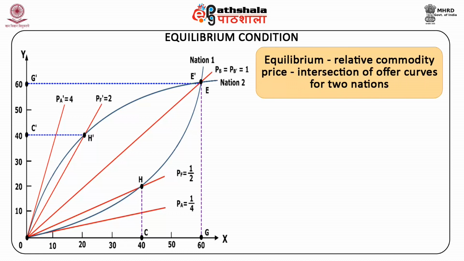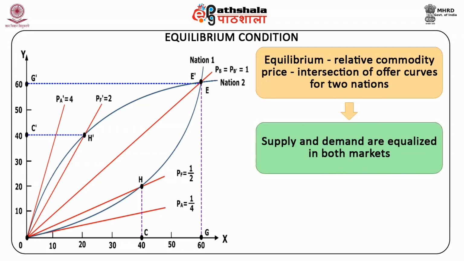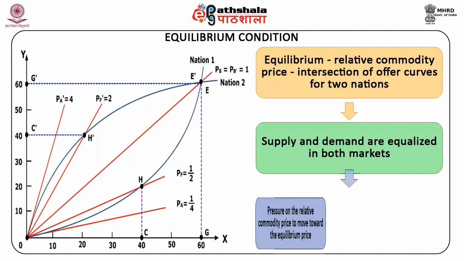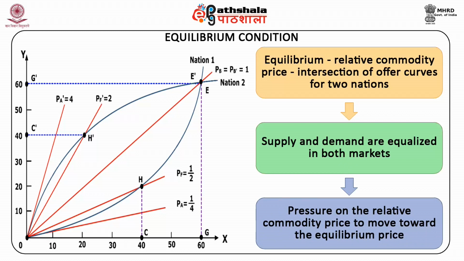Equilibrium relative commodity price in the presence of trade is found at the intersection of offer curves for two nations. Only at this equilibrium price will trade be balanced. It is at this international equilibrium that the supply and demand are equalized in both markets at the same time. At any other relative commodity price, quantities of imports do not equal quantities of exports, which places pressure on the relative commodity price to move toward the equilibrium price.